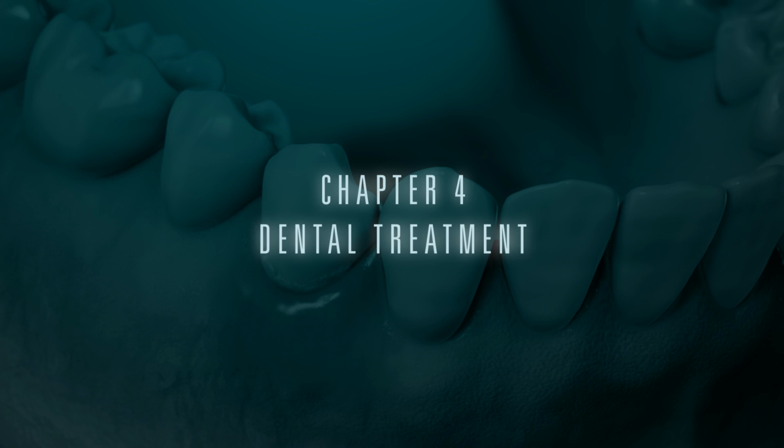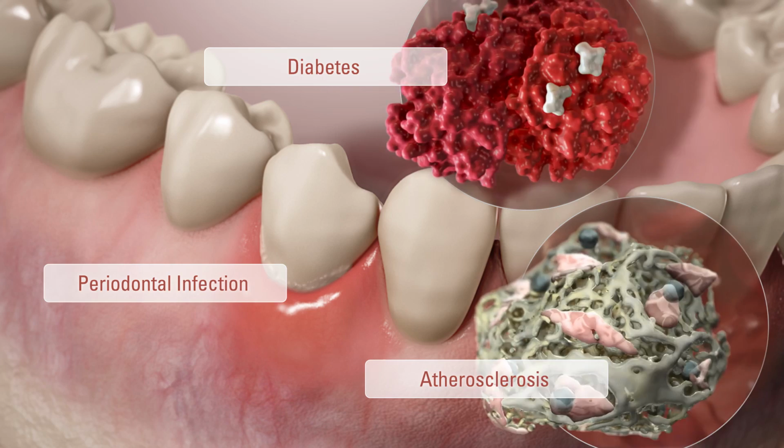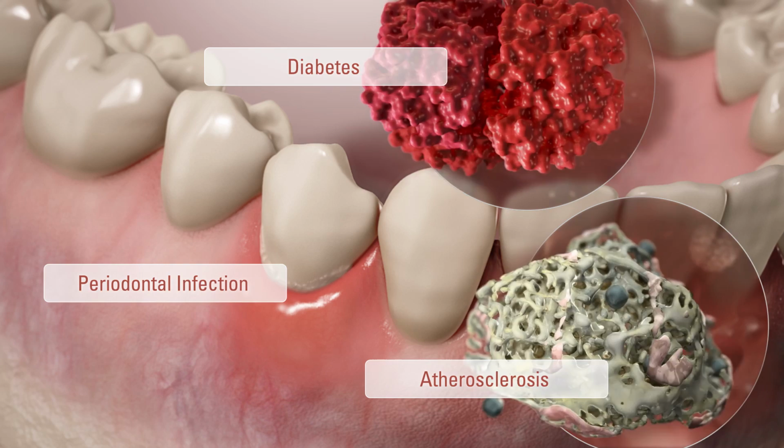Research has shown that periodontitis, as well as smoking, high blood pressure, and high blood lipid or fat levels, are risk factors for cardiovascular diseases. In the case of diabetes, the two diseases may amplify one another.